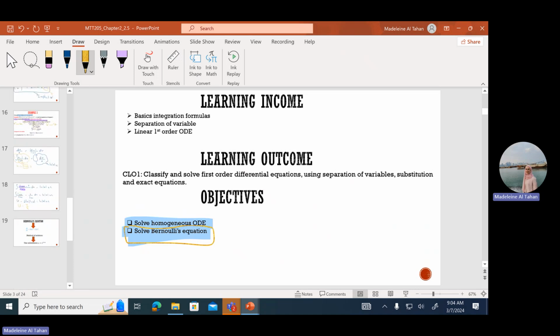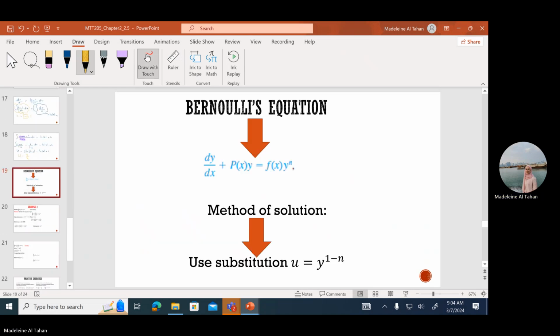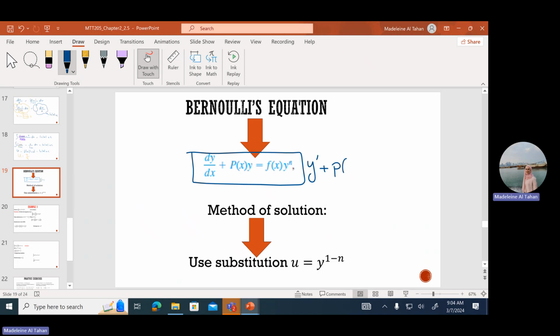First, we'll start with the form of Bernoulli's equation. Is there anything special regarding this differential equation? We can write it as y prime plus P of x times y equal f of x times y to the power n. Doesn't it look like something? It looks like the standard form of a linear equation. But why isn't it linear? Where's our problem? The y to the power n.